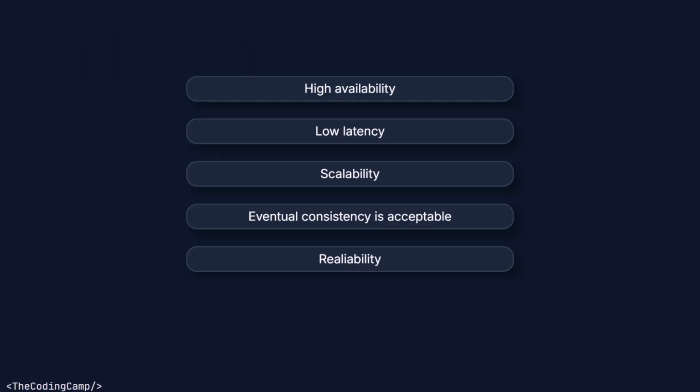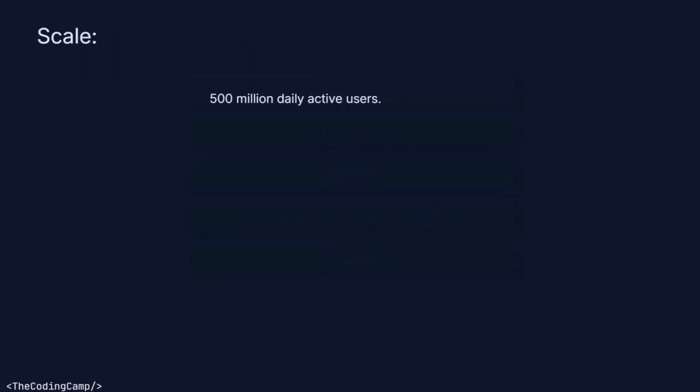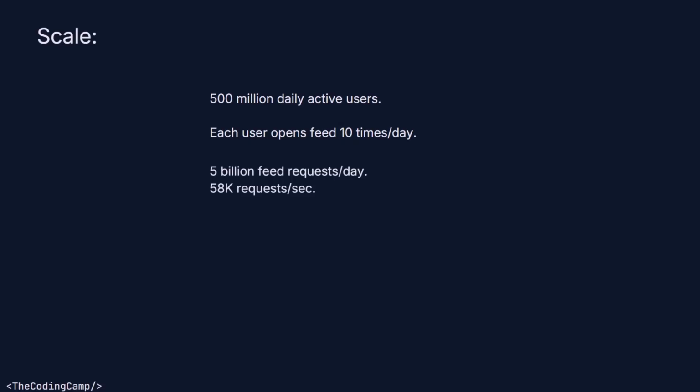Now estimate the scale. Assume 500 million daily active users. Each user opens feed 10 times per day, so 5 billion feed requests per day. That means around 58k requests per second. That's a read-heavy system. For the write requests, assume 100 million posts per day, so 1.2k posts per second.